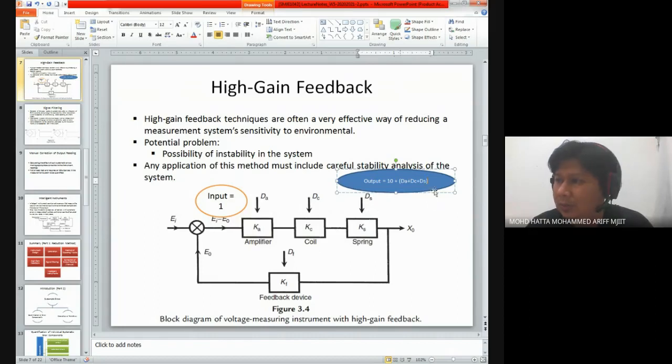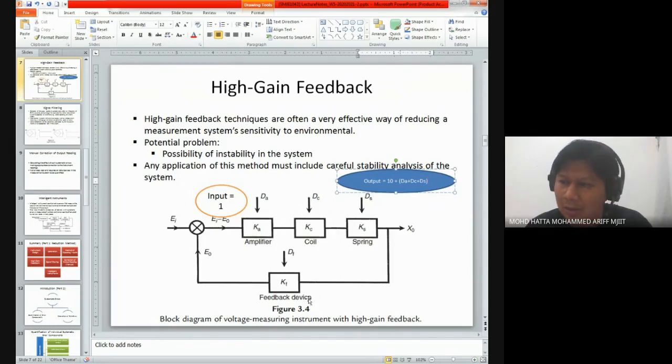In order to eliminate this disturbance, what I can do is make a feedback and then put a gain on my feedback over here in order to compensate for this disturbance. So this is what we call a high gain feedback system. If you read over here, high gain feedback techniques are often a very effective way to reduce a measurement system's sensitivity to the environment. So disturbance is considered sensitivity to the environment as well.